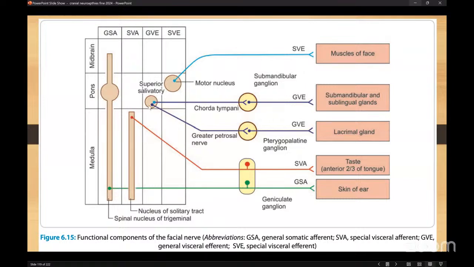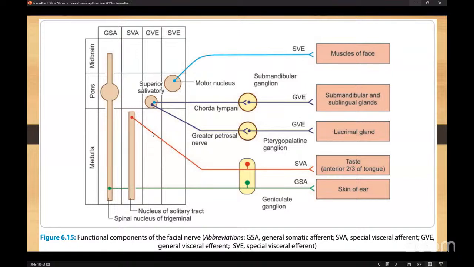Then general visceral efferent is usually for the parasympathetic supply. So it has a superior salivatory nucleus which passes through the chorda tympani, and it supplies the submandibular and sublingual glands. And then there is the greater petrosal nerve which goes to the pterygopalatine ganglion and supplies the lacrimal glands. So the facial nerve has parasympathetic supply through the superior salivatory nucleus to the submandibular and sublingual glands and lacrimal glands.